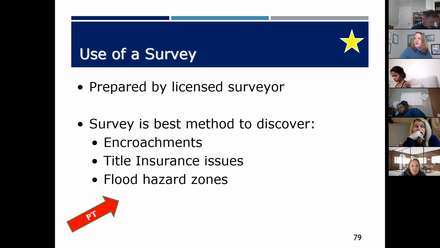Questions or comments on a survey? You guys ever had one done? How much do surveys cost? It depends on the size of the lot, the topography of it, what you're looking at. In general, if you're buying a quarter of an acre in a subdivision somewhere, you're probably looking at about $400, $500, $600, something like that, going up the more land that you have.